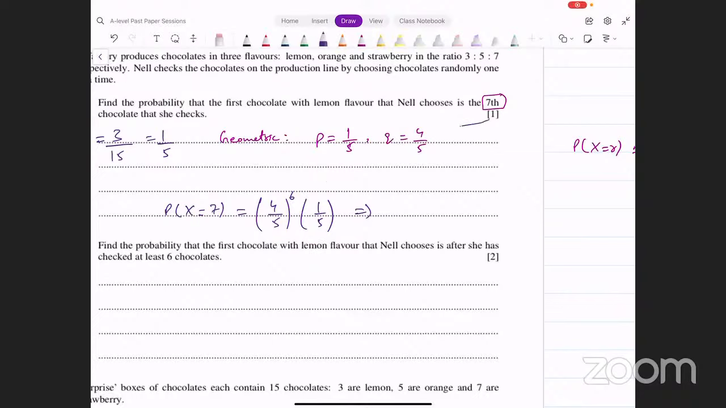Now let me try this. 4 raised to power 6, divided by 5 raised to power 7.